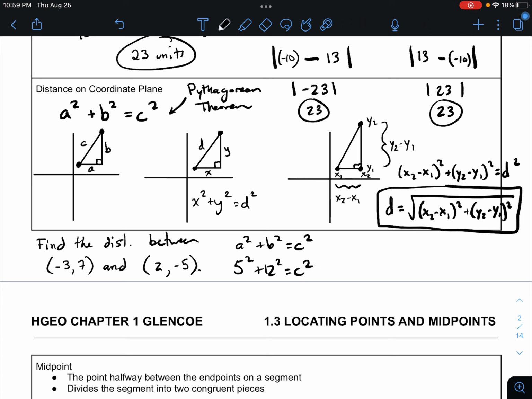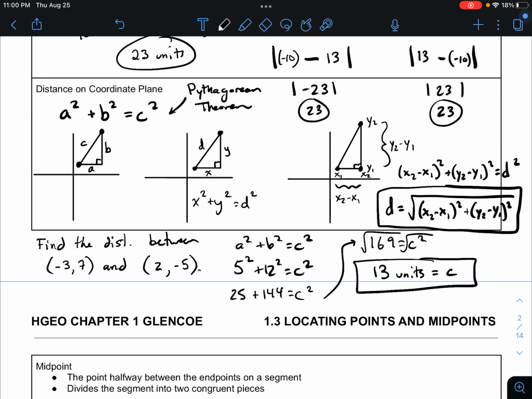And now I can solve this for c. We've got 25 plus 144 equals c squared. I can continue with this and say that 169 equals c squared. To get rid of the c squared, I have to take the square root of both sides. And that's going to tell me that 13 units is the distance between those 2 points. And there you go.